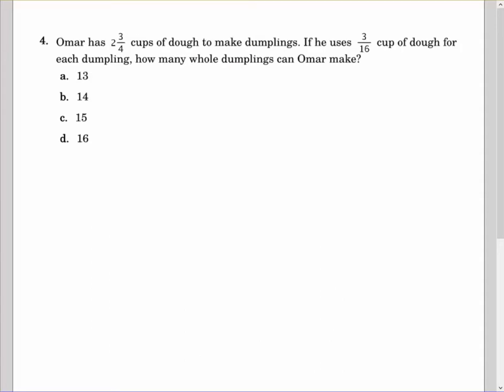So this one is pretty classic. They love, love, love to ask questions like this on state tests. Let's read it and then I'll talk about it more. Omar has 2 3/4 cups of dough to make dumplings. If he uses 3/16 cups of dough for each dumpling, how many whole dumplings can Omar make?